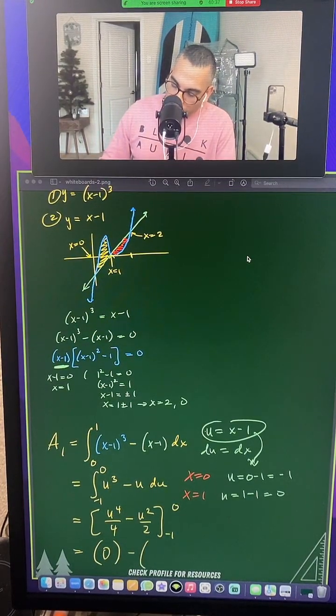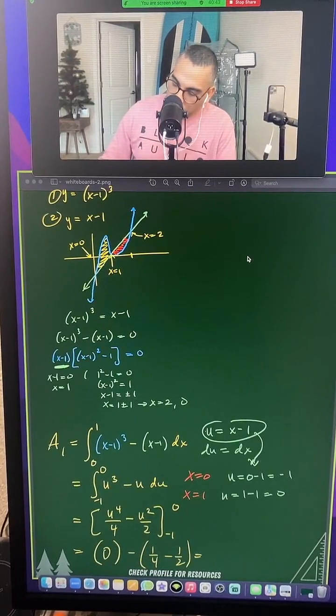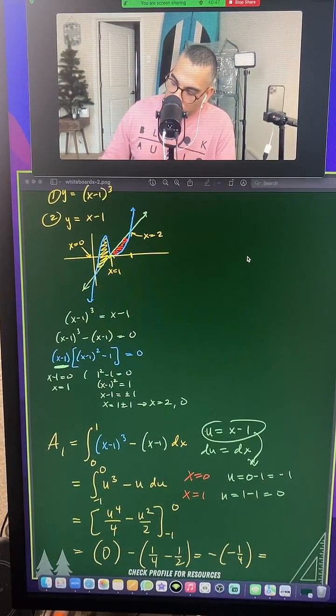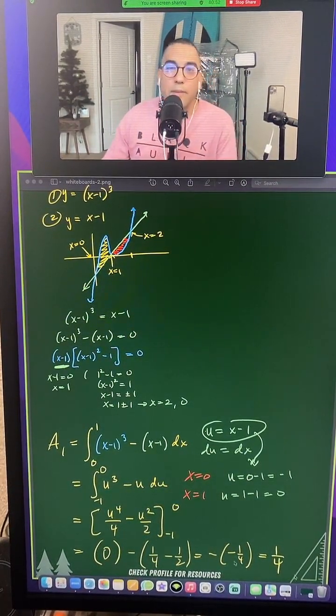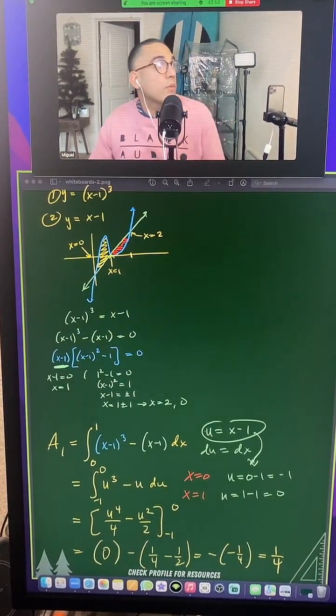And then negative 1 is going to be 1/4 minus 1/2. And if you know your fractions, this is negative 1/4. And so this is just going to be 1/4. So that's area 1, guys. Now we got to find area 2. So let's go ahead and do that real quick.